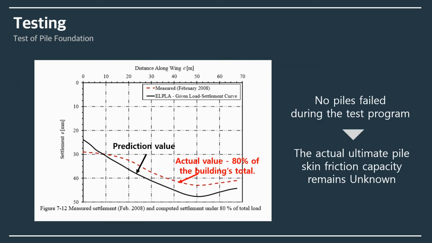And it's hard to see the difference clearly with the previous graphs, so you will understand well if you look at this graph. The black line is the estimated amount of settlement, and the red line is 80% of the building's total. This shows that the actual amount of settlement was lower than the maximum estimated settlement obtained from the given load settlement curve. The engineers were confident that their foundation was playing its role. Also, the actual ultimate pile skin friction capacity remains unknown, as no piles failed during the test program.